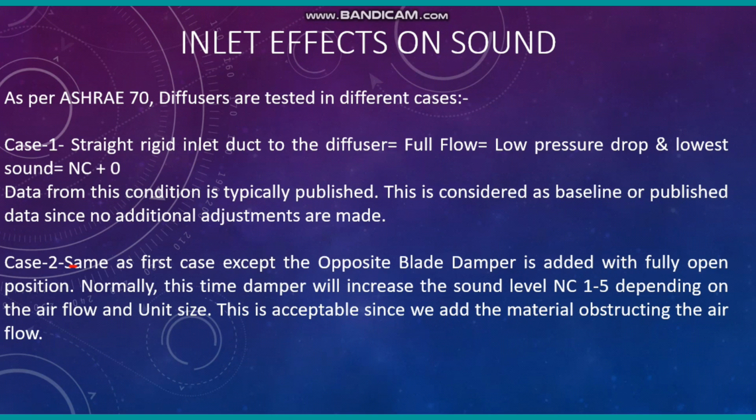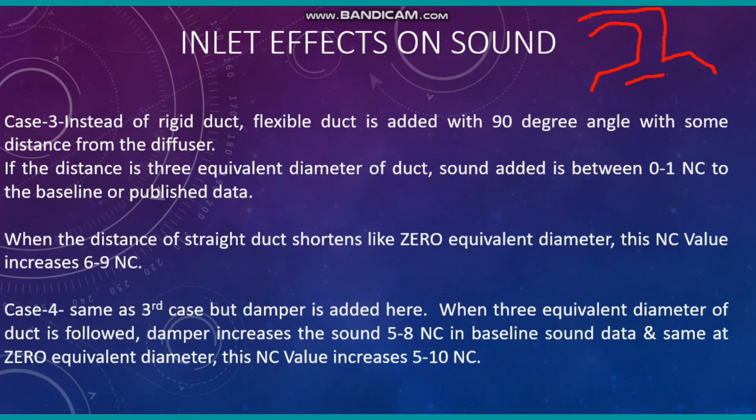And coming to case 2, the same arrangement like this with the rigid duct behind the diffuser, but here I am adding the opposed blade damper. So because of the opposed blade damper, what will happen? The NC level will be increased 1 to 5 based on the flow and the unit size. Okay, so this is acceptable since we add the material obstructing the airflow.